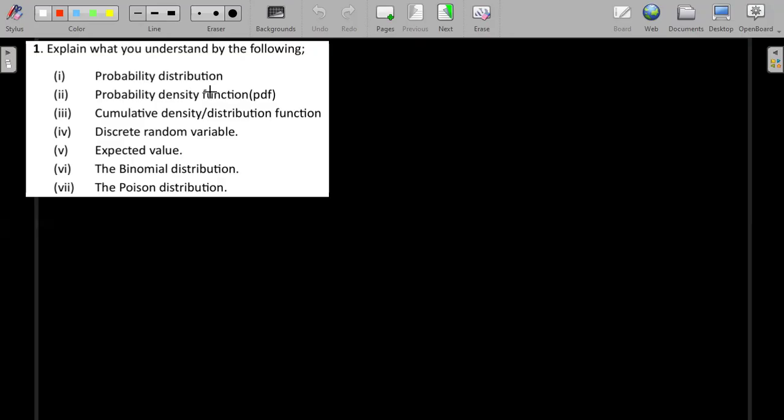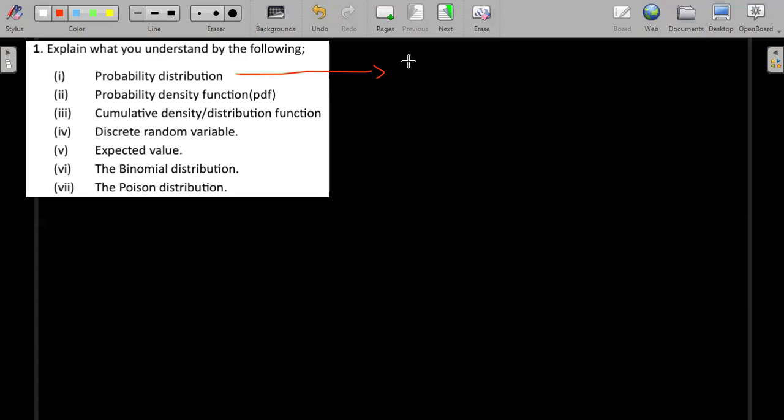Okay, so what is a probability distribution? A probability distribution is a distribution that describes how the probabilities of a random variable are distributed over its possible values. It can also be classified as providing the likelihood of different outcomes occurring in an experiment. So there are two types of these probability distributions.